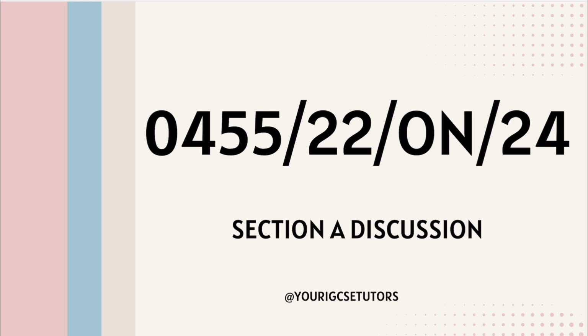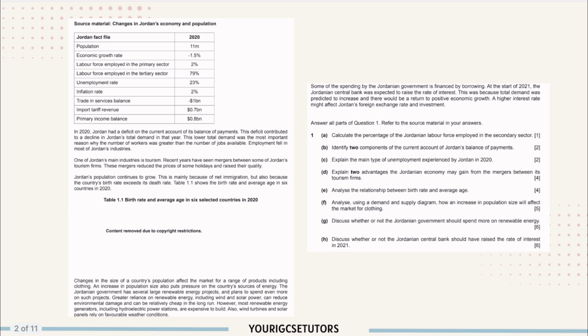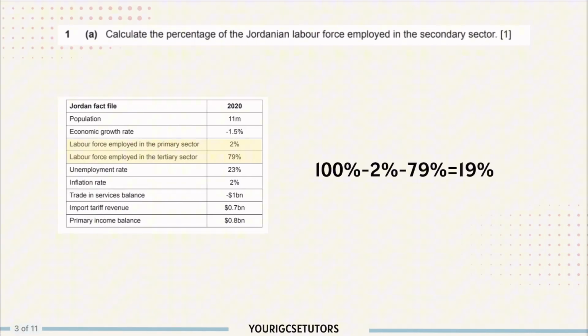Today, I will be discussing this Cambridge IGCSE Economics Paper 2, Section A. Here are the questions. 1A. Calculate the percentage of Jordanian labor force employed in the secondary sector.